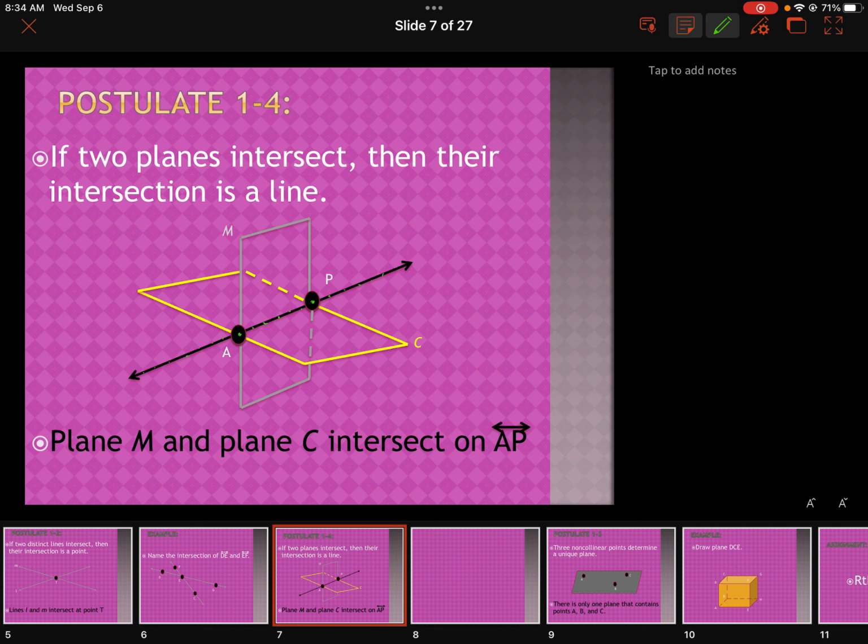Now, it's impossible to name all of those intersections, all of those little locations, unless you're talking about the collection of all those points. That would be the line that goes through point A and point P. Two planes don't touch once or twice or 100 times. They touch infinitely many times in the shape of a line.